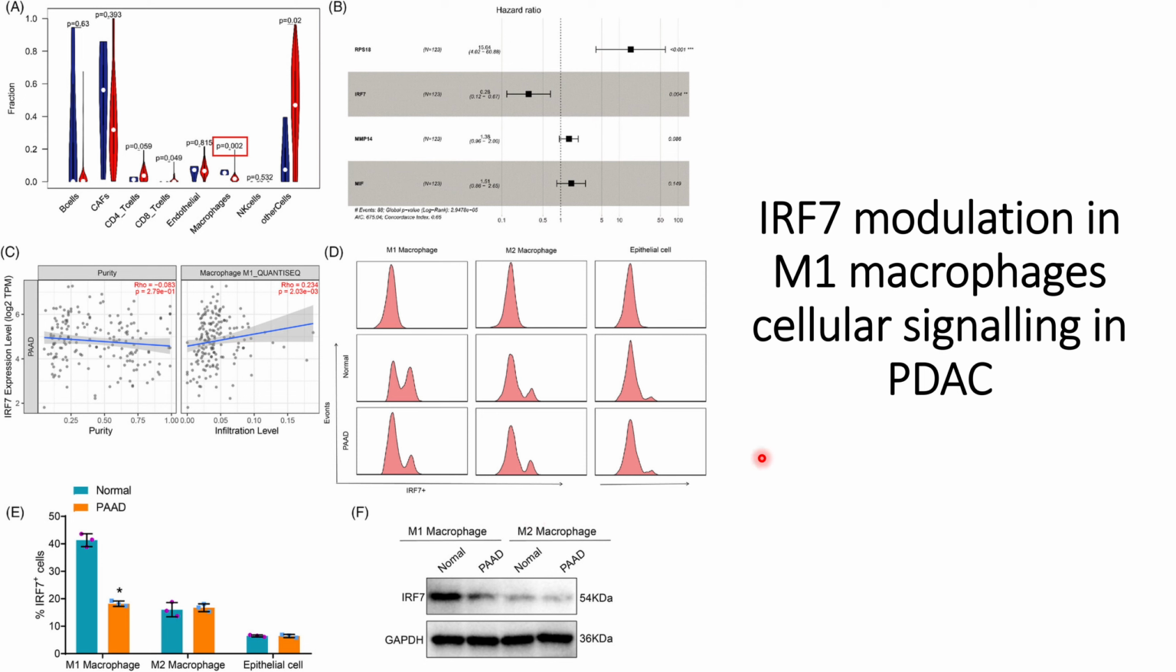So I hope you understood from the experimental results that it's the IRF7 modulation in the M1 macrophages that causes the cellular signaling or cellular changes in the pancreatic tumor cells. If you need to understand more about these experimental details and also the supplemental details that lead to these 4 genes, you can go through the reference provided in the description.